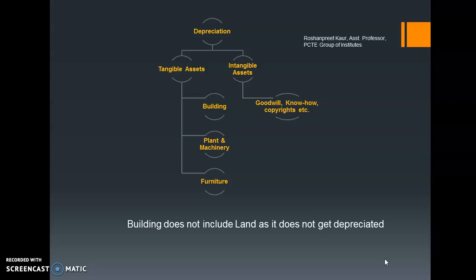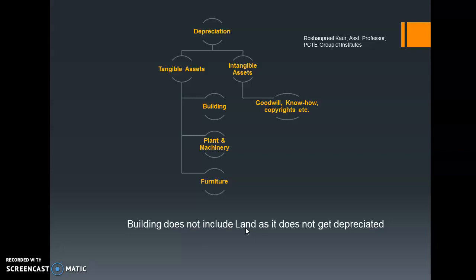Okay, and whenever we talk of building, building does not include land. Why does it not include land? Because land is never depreciated, it is always appreciated. Okay, and depreciation is charged upon the superstructure.